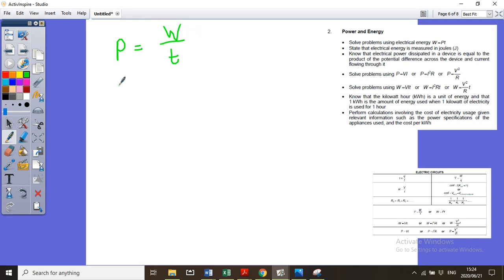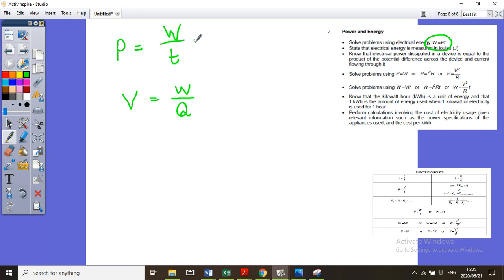Now, changing this equation around, we get that W is equal to the power times the time, and that's the equation that you will be getting on your information sheet as well. You get both. Now, if we look at this equation in a little bit more detail, you already know that voltage is the work done per coulomb of charge, or the energy transferred per coulomb of charge.